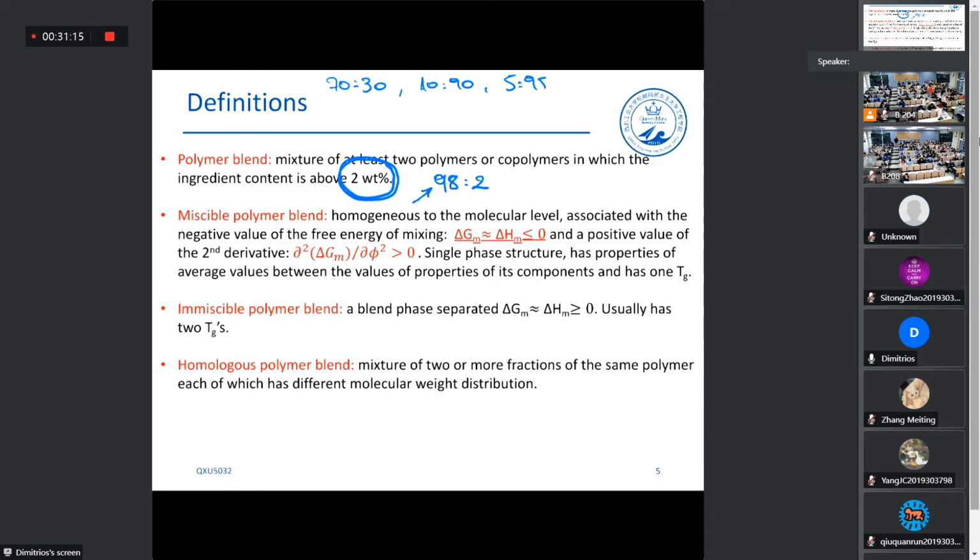In order to have a miscible polymer blend, which is homogeneous, absolutely homogeneous to the molecular level, this is associated with a negative value of Gibbs free energy, okay? So the Gibbs free energy needs to be negative. And we also need to have a positive value of the second derivative of the Gibbs free energy. These are the two conditions in order to have a miscible polymer blend.